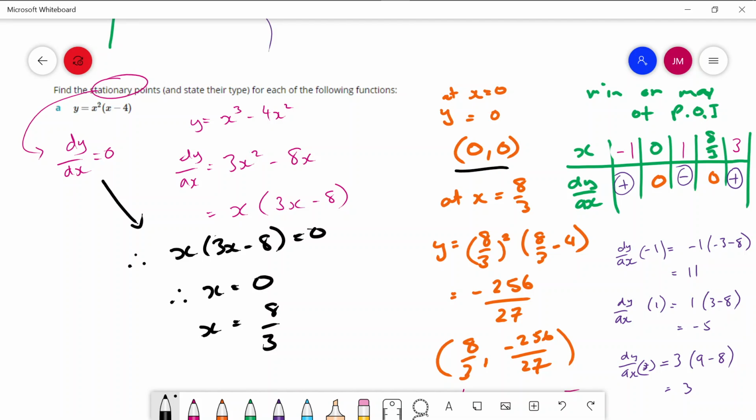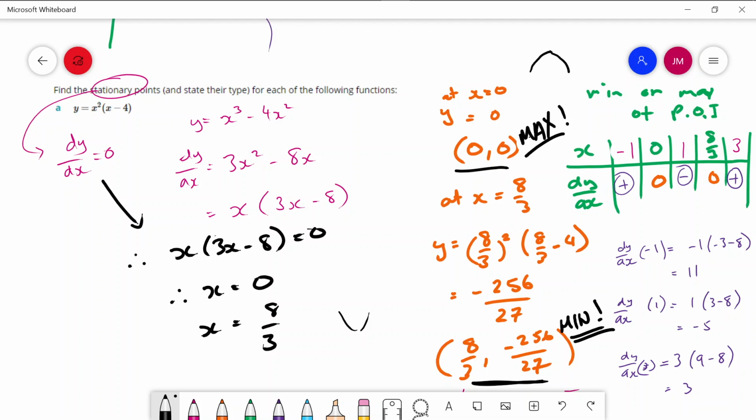So if we look at this now, we just have to determine if these two stationary points are minimums, maximums, or points of inflection. If it's positive to the left of it, that means you've got a gradient going up like that, and then it's negative that side, so therefore it must be a maximum. And the other one is going negative, so that means it's decreasing, and then it's positive on the other side, so this must be a minimum.